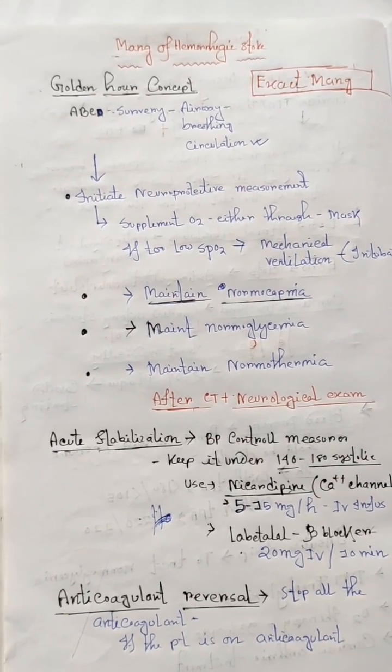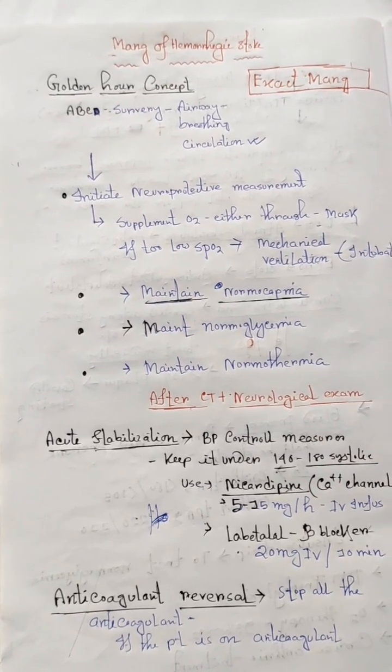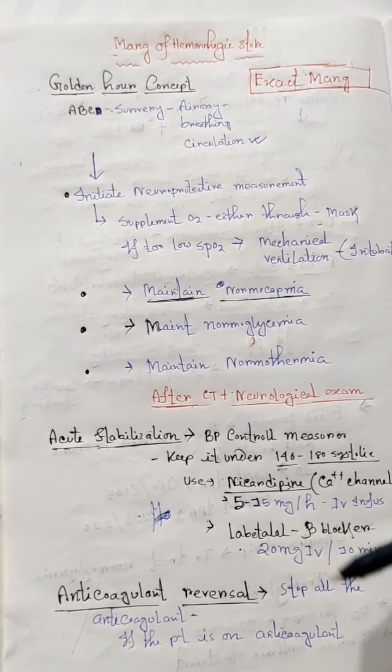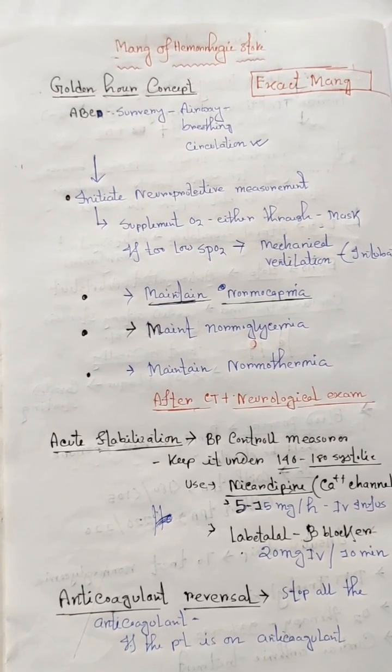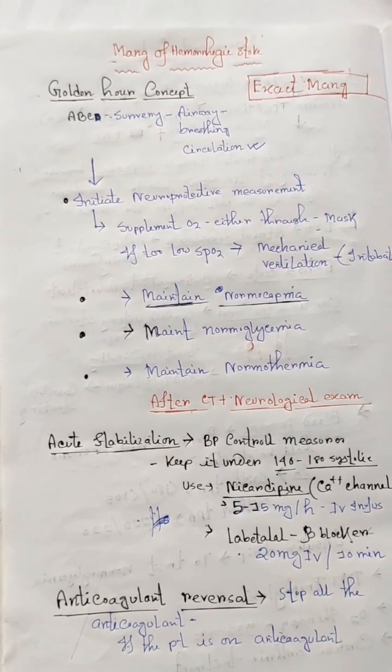So there is a big difference in the management of both, right? So don't write blindly calcium channel blockers, beta blockers, because both stroke types are different, so their management process will also be different, okay.